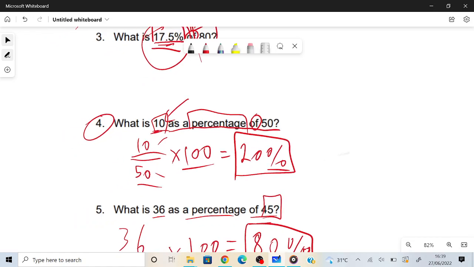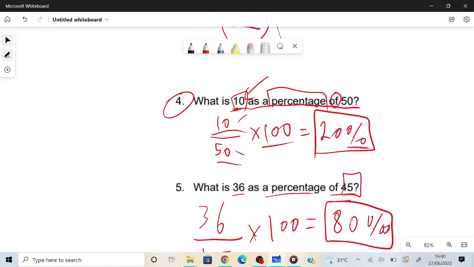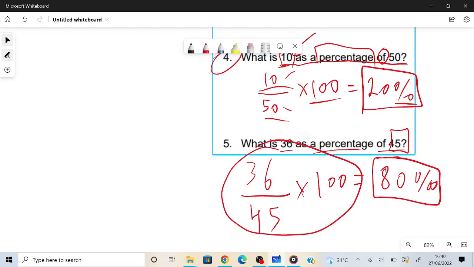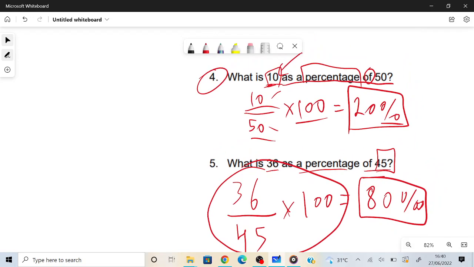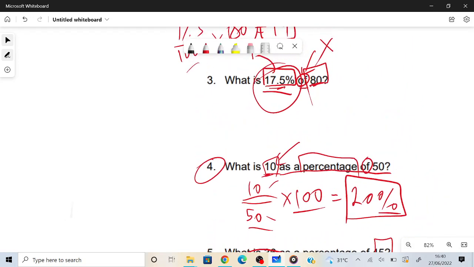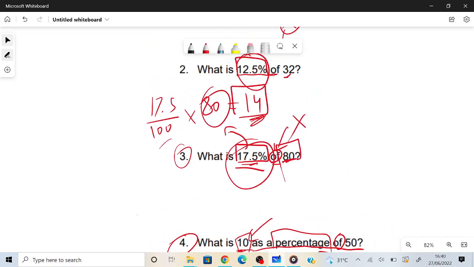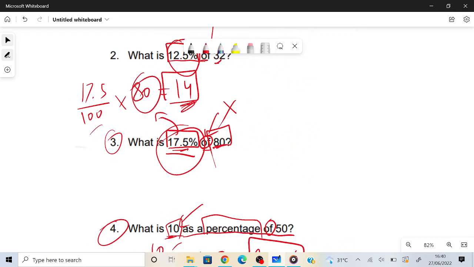Now this is extra knowledge, but you can note it down. If you are wondering how we derived this formula, we simply derived it from the same formula that we've been using for questions 3 and 4. Let's have a look at question 3.